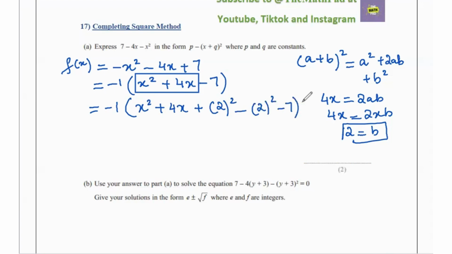Now, the reason why we're adding the minus 2 squared is because when we introduce something new in the equation, like if we're adding something, we're supposed to subtract it as well. If you remember solving fractions with unlike denominators, when you multiply something with the denominator, you do the same with the numerator as well.